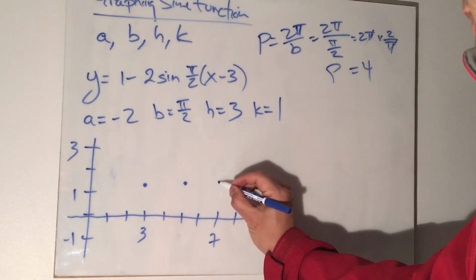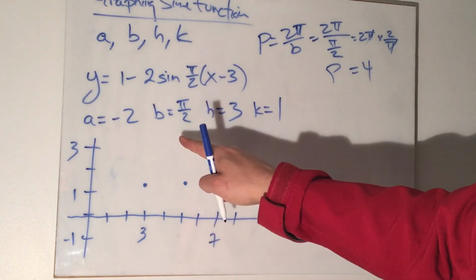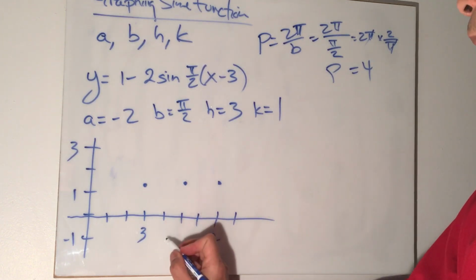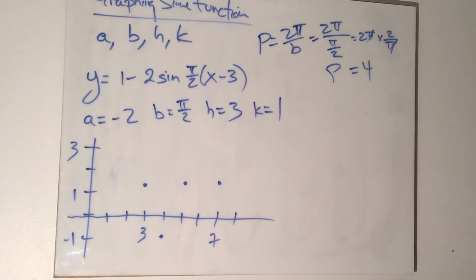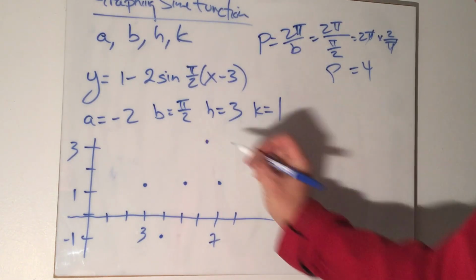Okay, boom. Now the negative 2 tells me that instead of going up first, I go down first. So in between the first two dots, I go down 2. And then in between the next two, I go up 2.